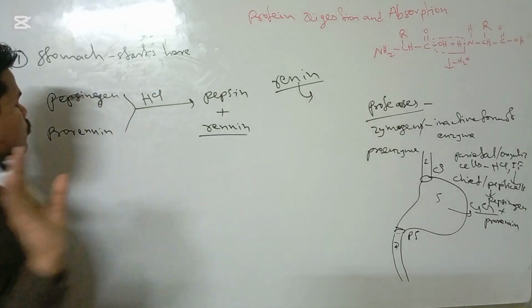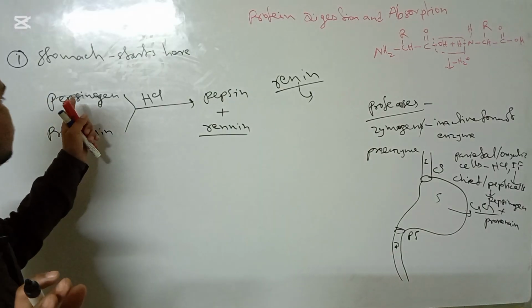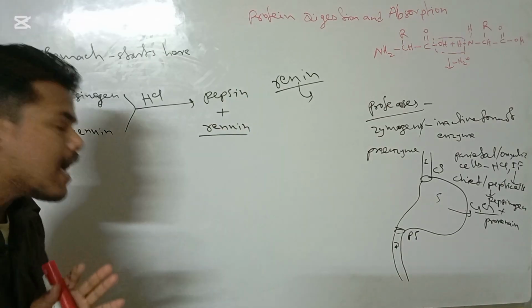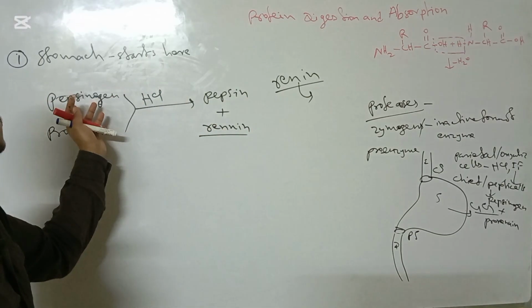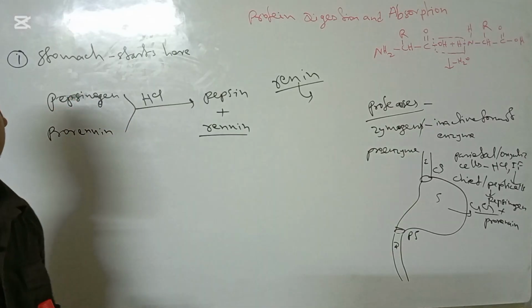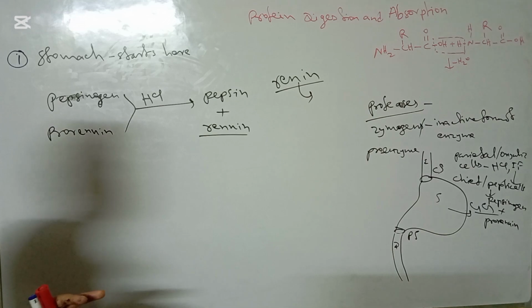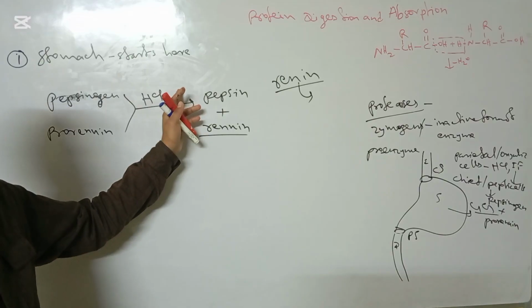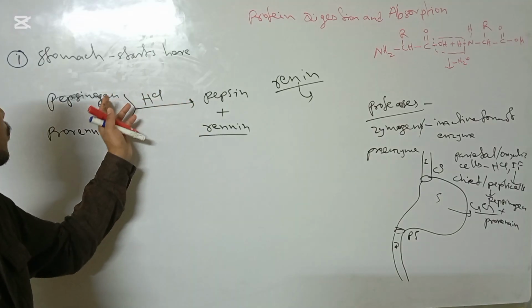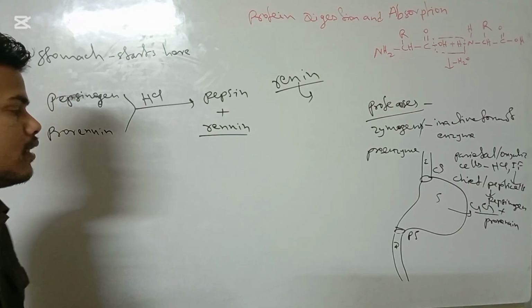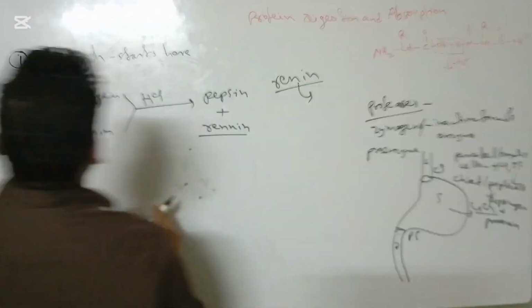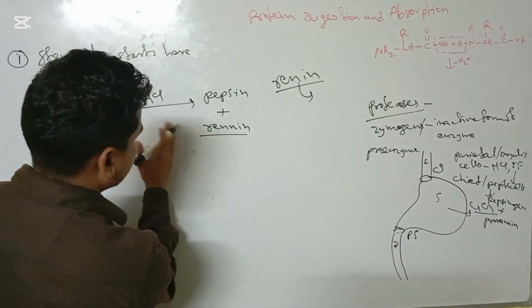Also please remember that once this pepsinogen gets activated into pepsin, this pepsin can activate this pepsinogen itself too. But when asked in MCQ and Viva, your answer should be hydrochloric acid, that is the activator of this pepsinogen and prorenin. Now move on to the digestion.